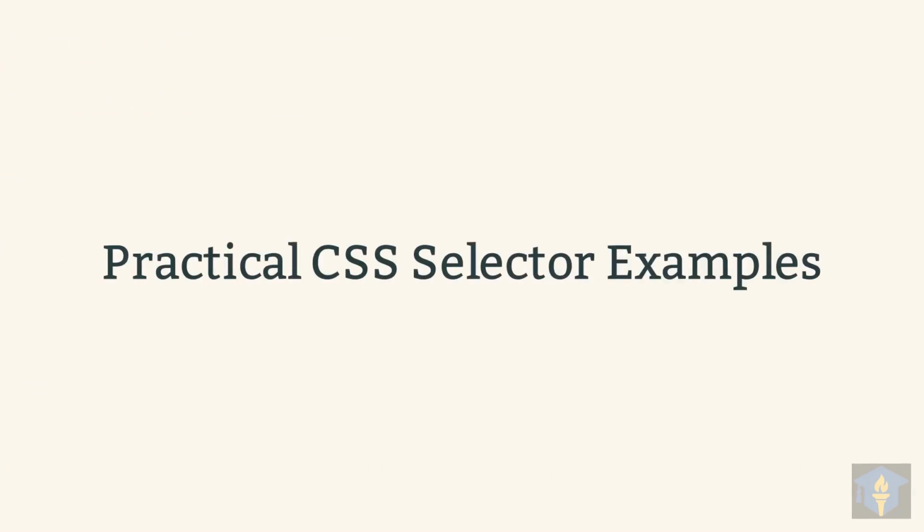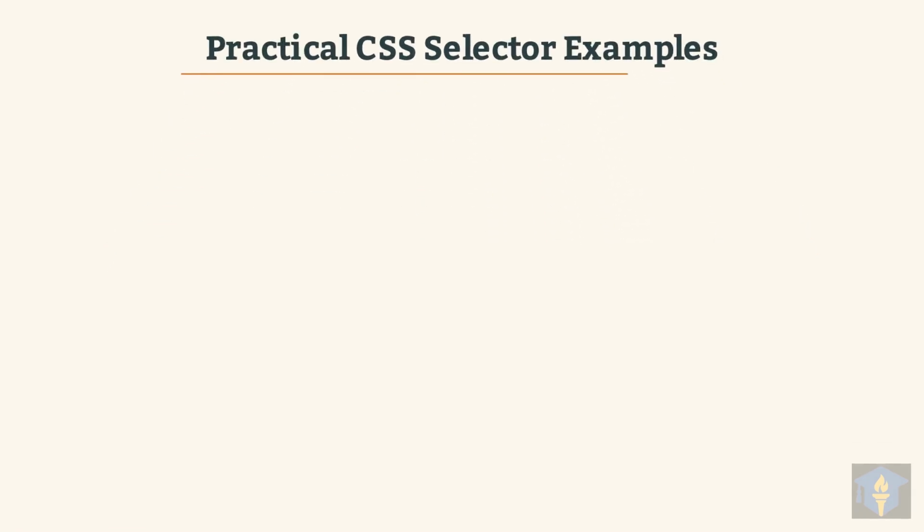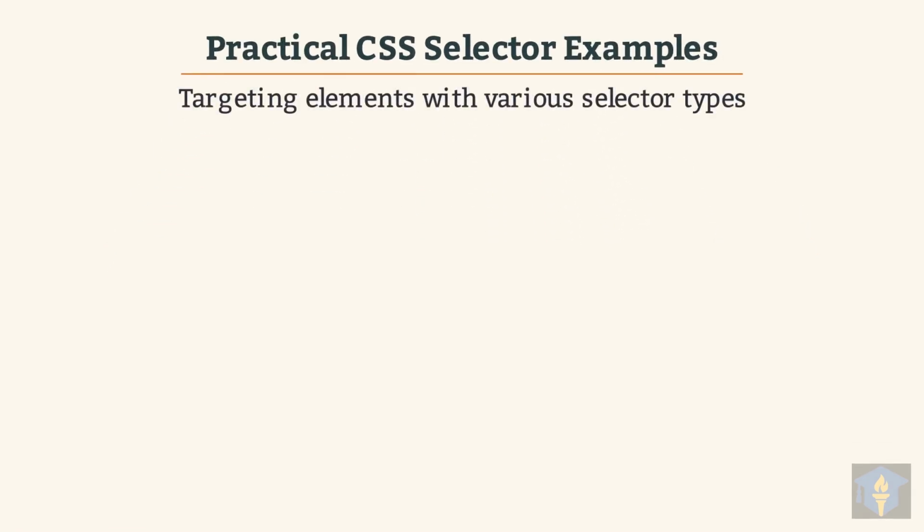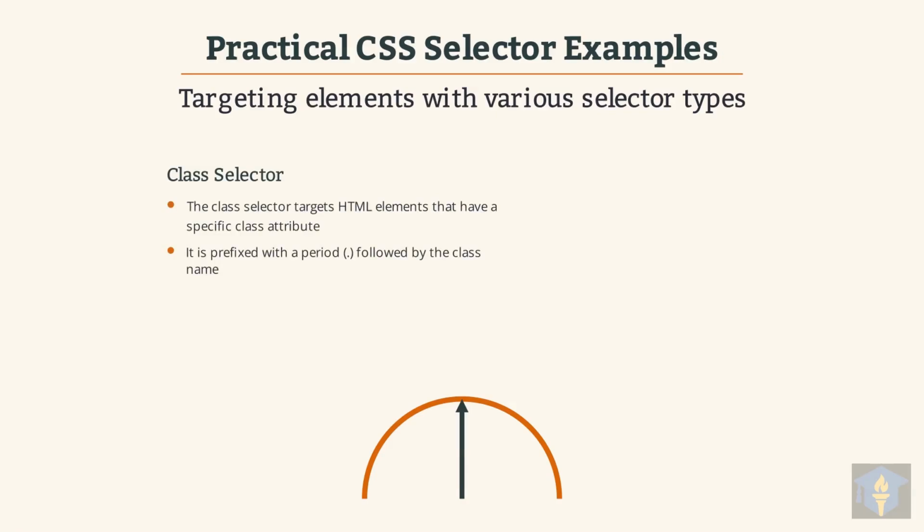Let's dive into some practical examples of CSS selectors, understanding how they help us target specific elements on our web pages. We will explore how to target different HTML elements using a variety of selector types, making our styling precise and effective. First up, let's look at the class selector, a fundamental way to apply styles to multiple elements.